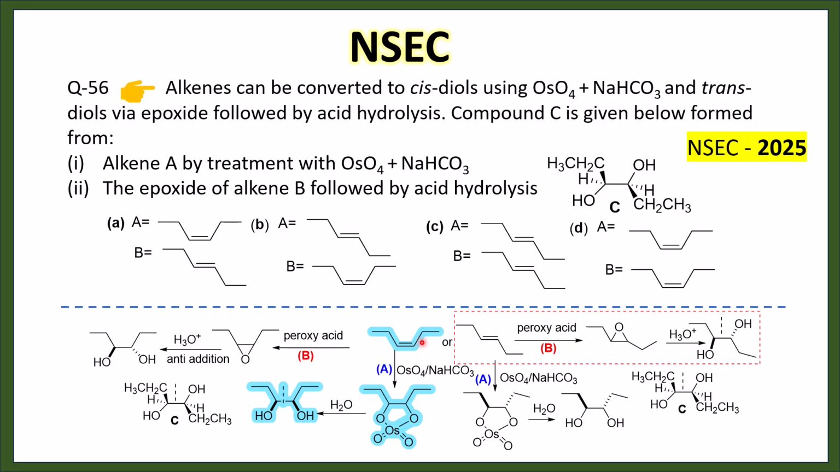if this cis alkene undergoes osmium tetroxide oxidation, it gives the osmate, and further hydroxylation gives the cis diol, which is meso and matches with C. That means this cis alkene is alkene A, which reacts with osmium tetroxide to give the product C. If the trans alkene is treated with osmium tetroxide, it gives a trans diol, not C. So the verification shows alkene A is the cis alkene, which under this condition gives C, and alkene B is the trans alkene, which reacts with peroxy acid followed by hydrolysis to give C. So the correct option is this one.